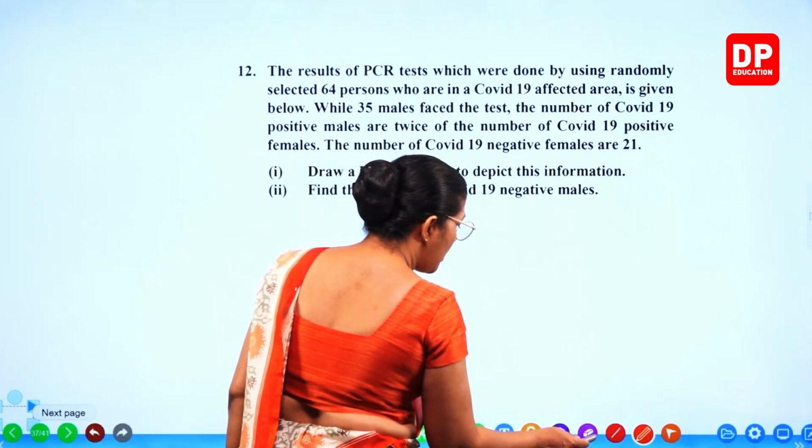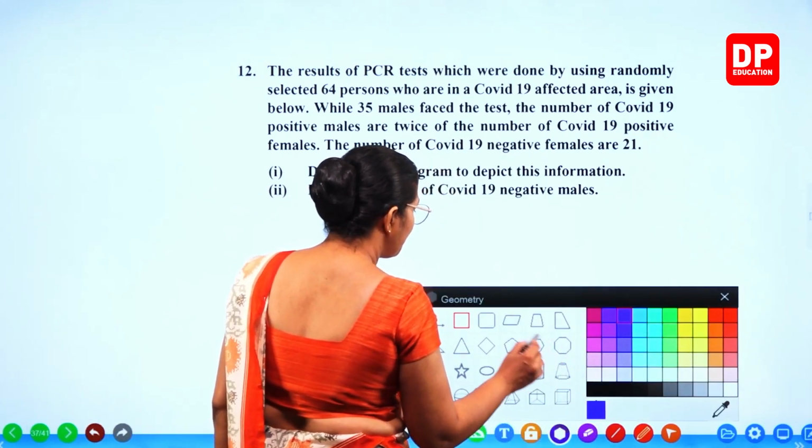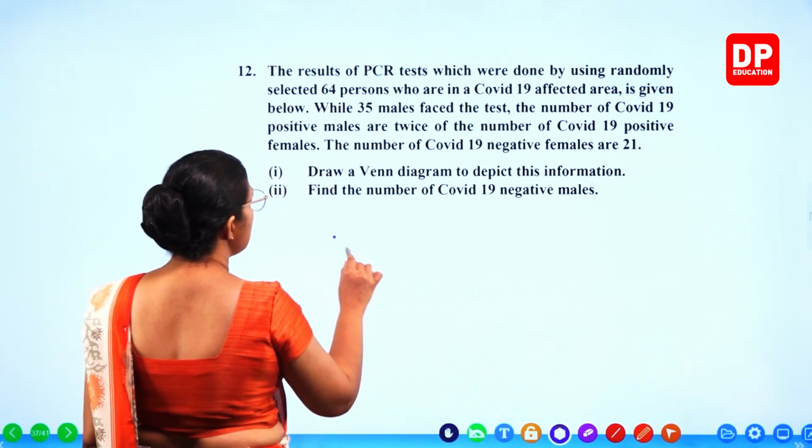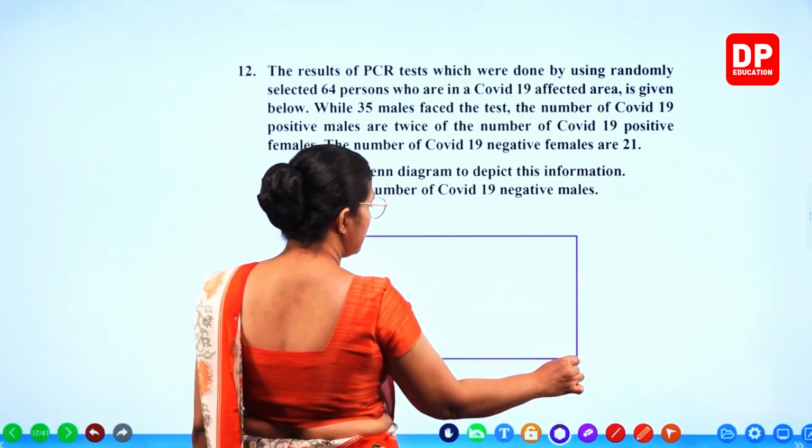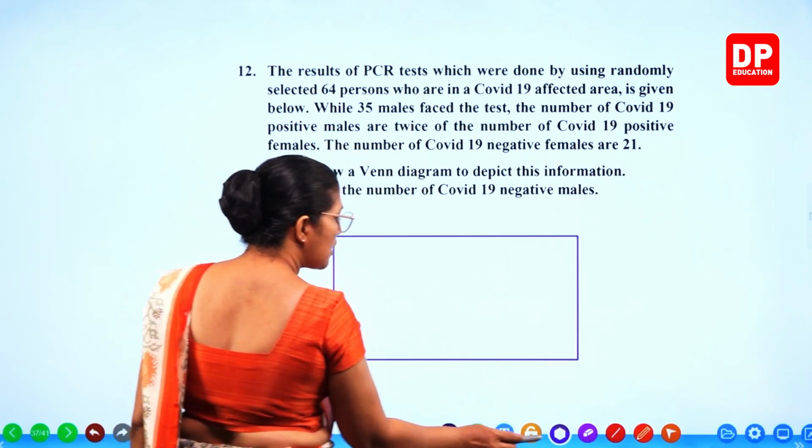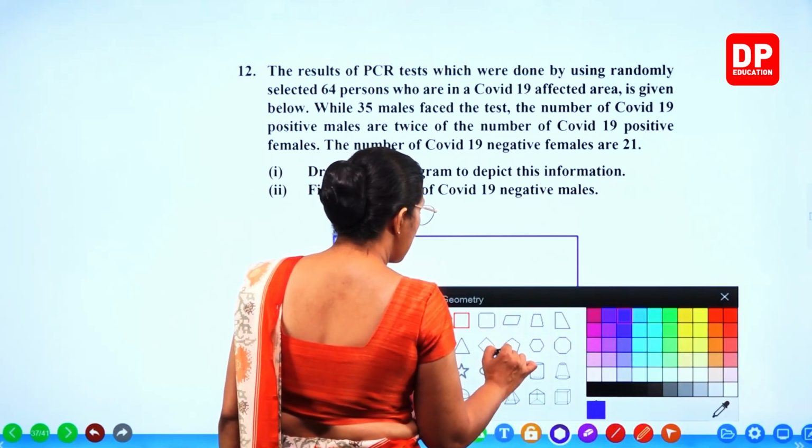So let's draw a Venn diagram. So for the whole set, we can draw a rectangle. And what are the 2 circles? 2 sets are given.